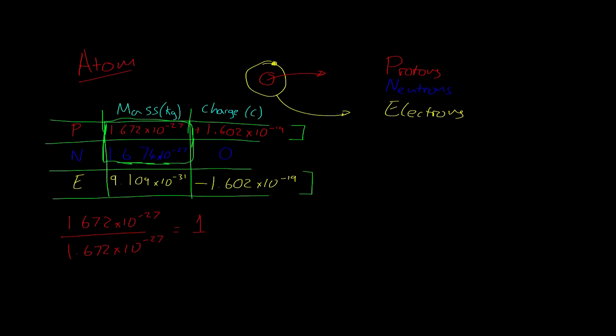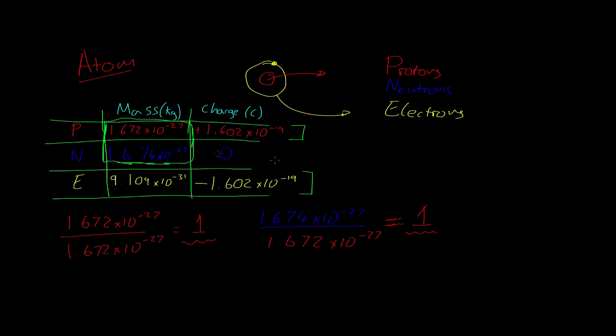And we can do the same with the neutron. If we divide the mass of the neutron, 1.674 times 10 to the power of minus 27, by the mass of a proton, 1.672 times 10 to the power of minus 27, we don't get an answer exactly equal to 1, but we get an answer close enough to 1 that it doesn't matter. So we call this 1. Well, this is approximately equal to 1.